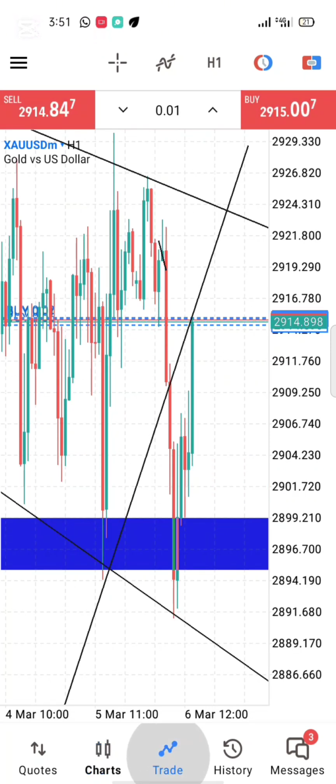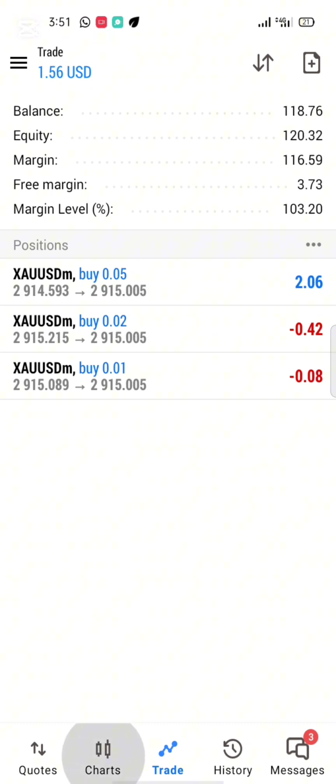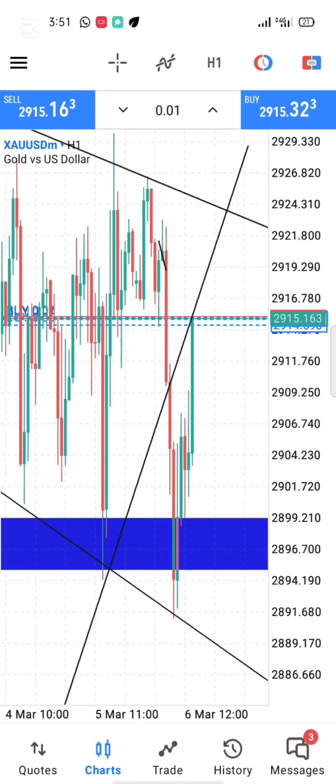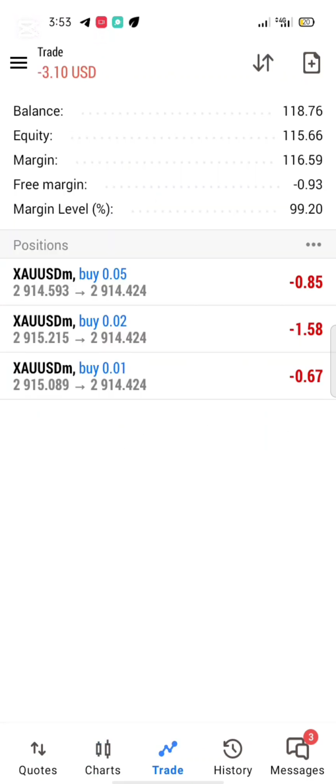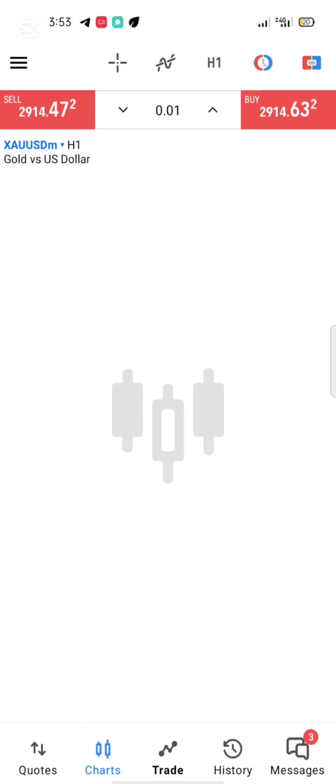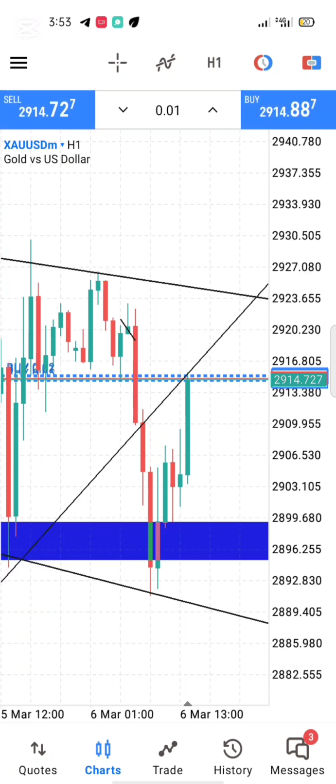Currently, let's watch and see what XUSD has for us at this point. We entered with 0.05, 0.02 and 0.01 at this point. Let's see what XUSD has for us.